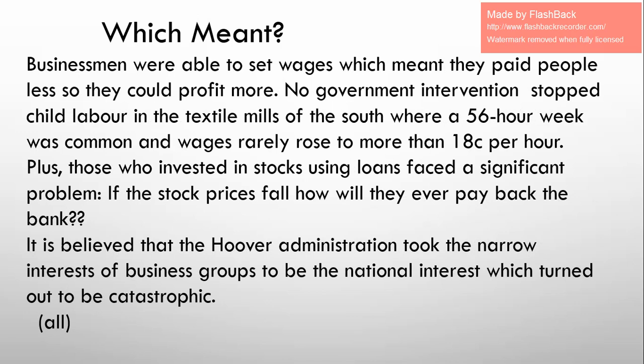These are other kind of things that the government really let happen. So again, there was kind of set wages and people were being paid less. So there's a stat, because obviously stats are always very good. So child labour in textile mills in the south, 56-hour week, and wages not getting more than 18 cents an hour.